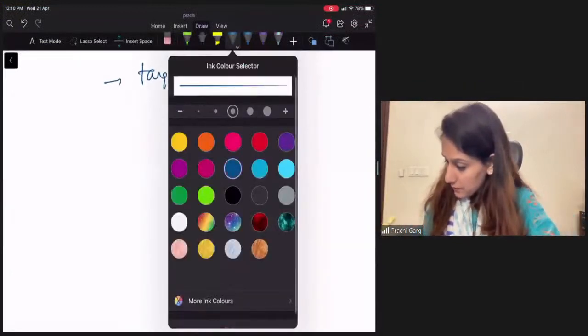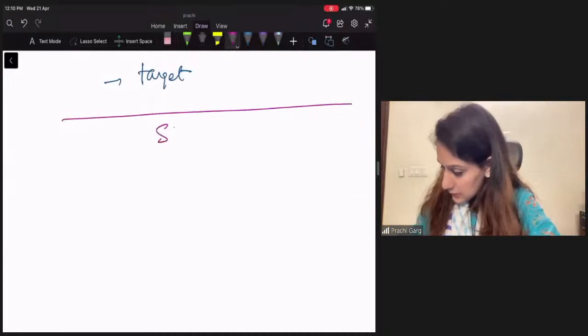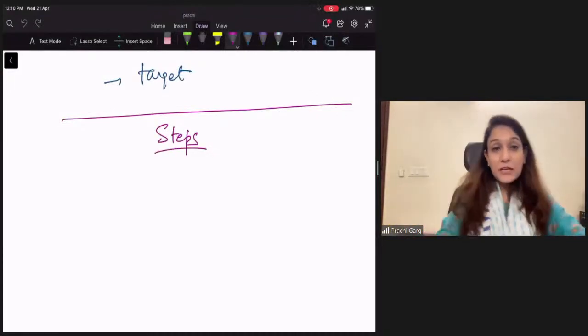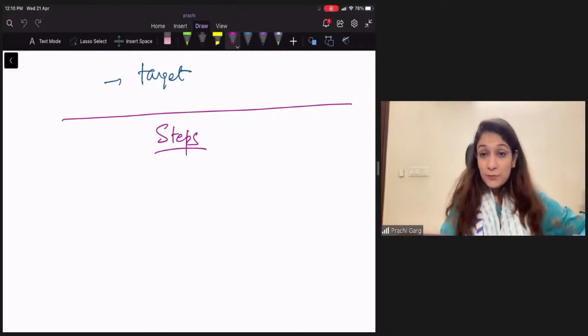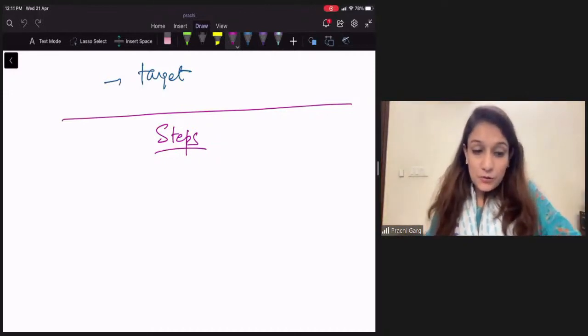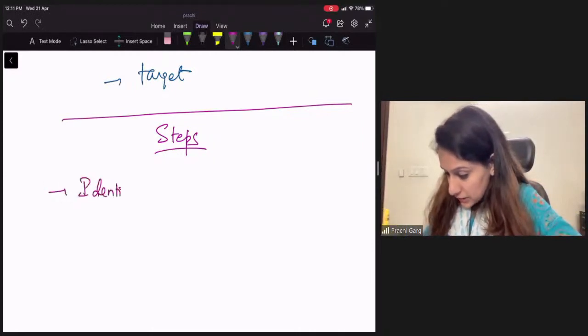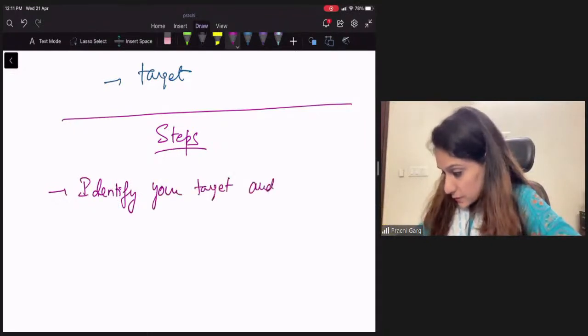So now we will be talking about the steps. We've already done about the format. Now steps are very important. Please listen carefully now. The topic is done. Now let's come to the next topic, which is very important. It is these steps. Now the first step, which is very important, is to identify your target audience.